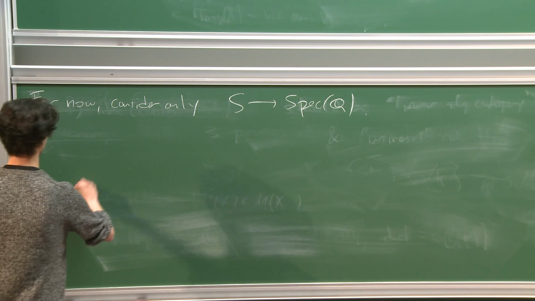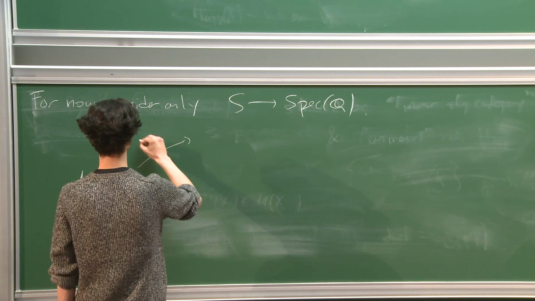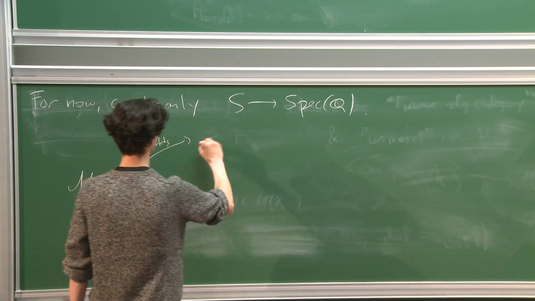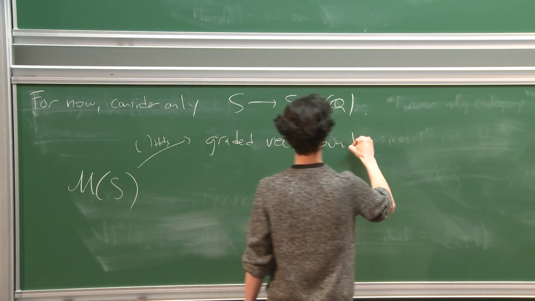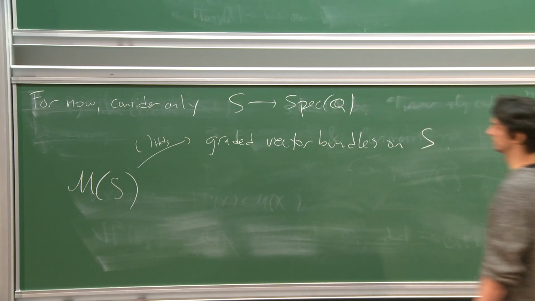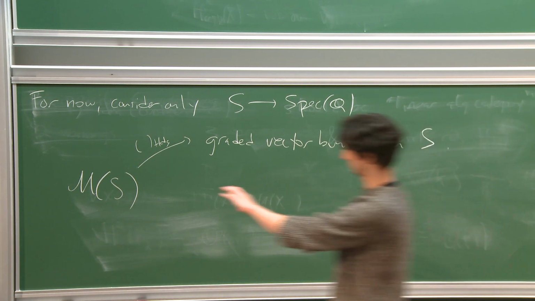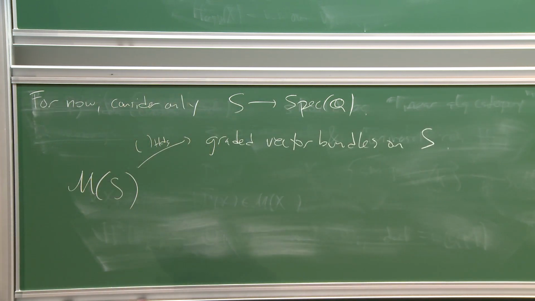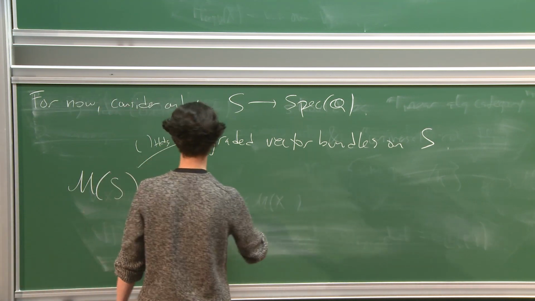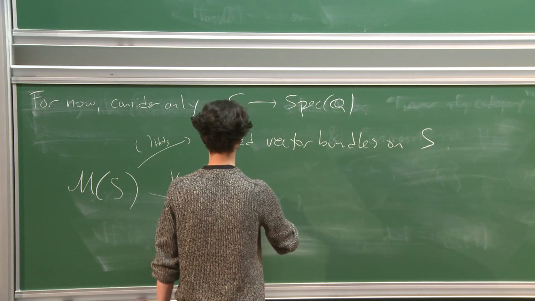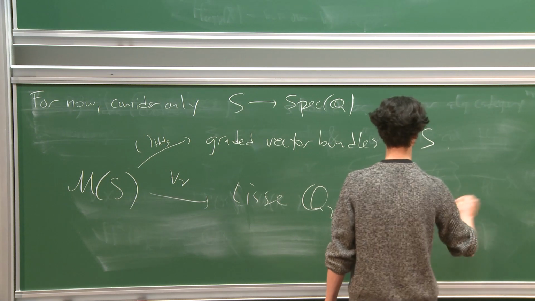Then, to a motive over S, we have these various realizations. So, for example, there's the Hodge realization, and this lands in graded vector bundles on X. Again, just collecting together the Hodge cohomology of the fibers in the case where you have the motive attached to a smooth proper scheme. But then also for all ν, you get a realization with values in lisse Q_ν sheaves on the étale site.